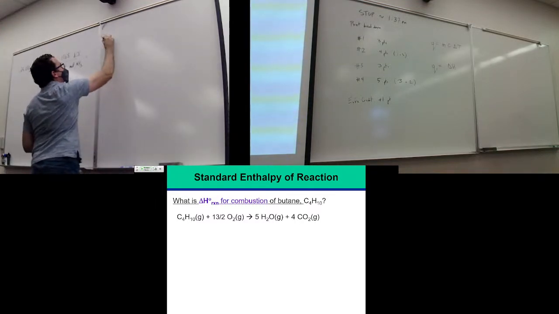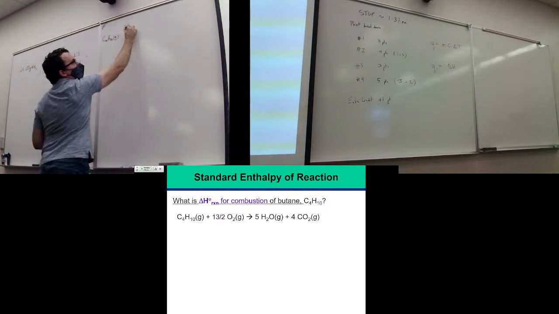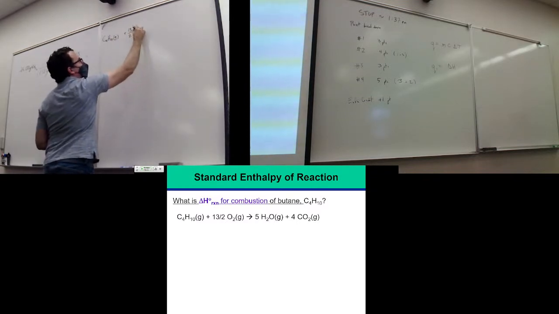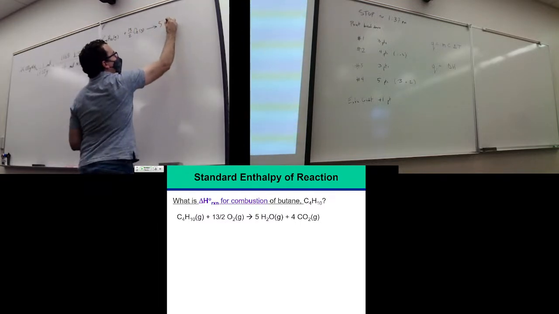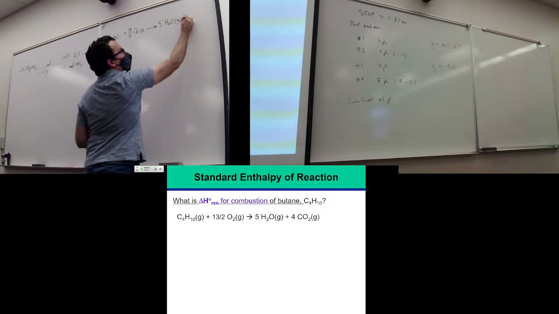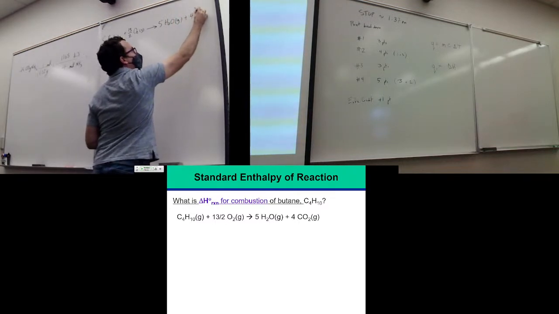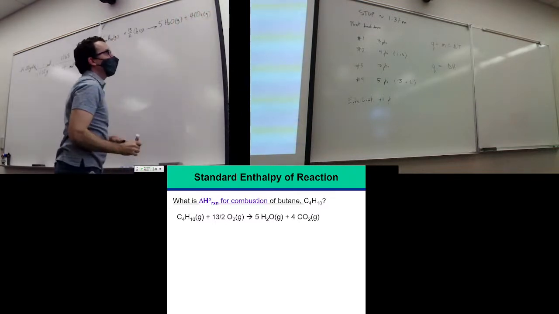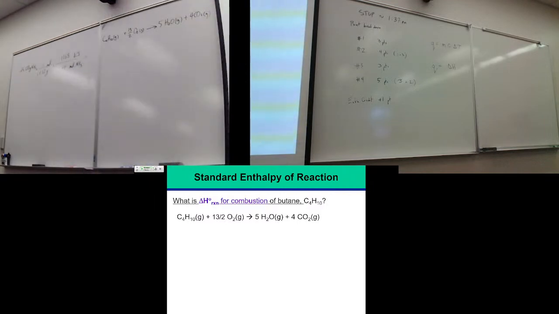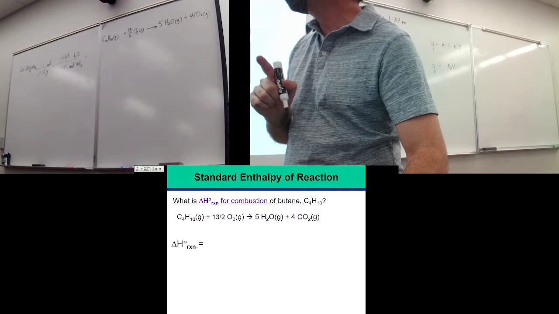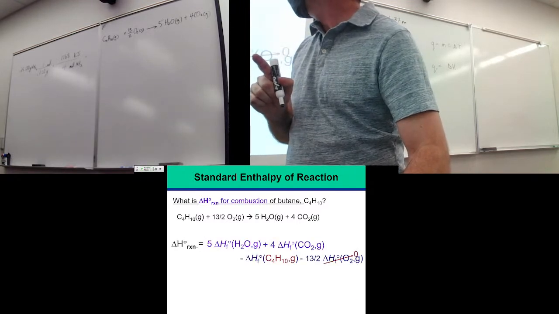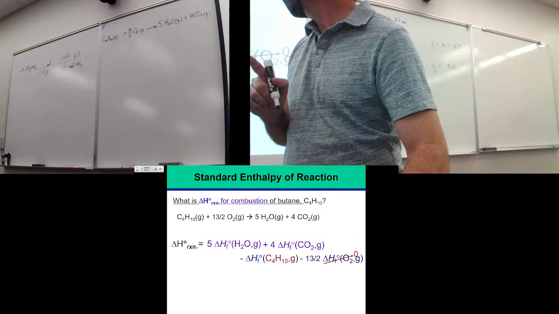Over here, C4H10 is a gas. 13 over 2 O2 is a gas. 5 H2O is a gas, not a liquid. So it's important you know which one's which. CO2 is a gas. And before I jump to the table, the table doesn't have C4H10, so I'm going to cheat and look it up real quick.